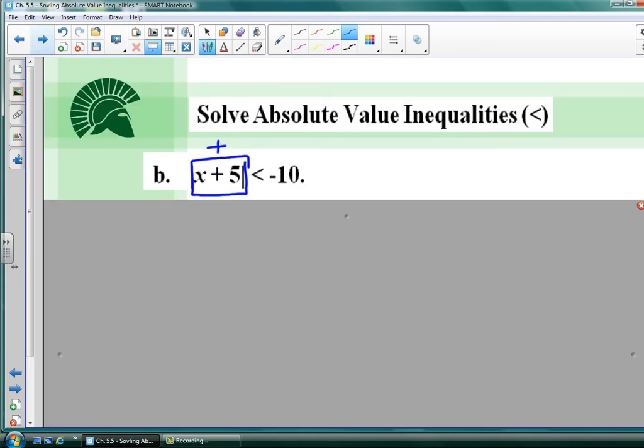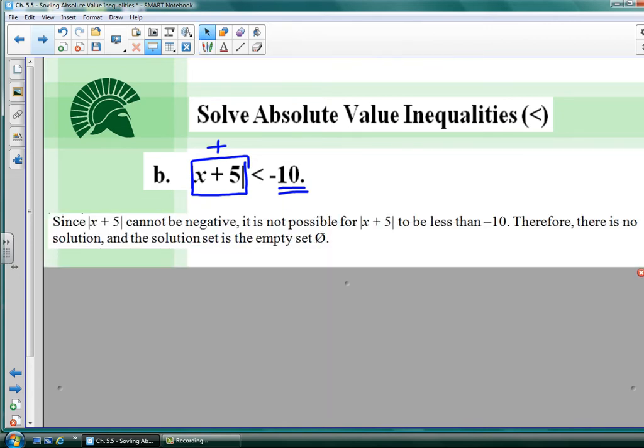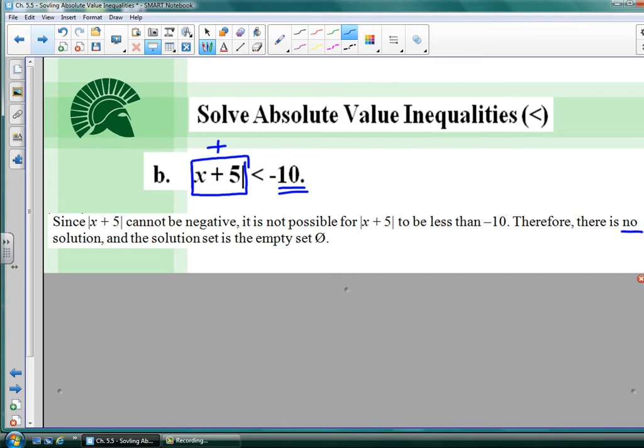Well, you should see something wrong with this. Is it possible to get a positive number that's less than a negative number? Well, the answer to that is no. And because that's not possible, you have to actually say there's no solution. There's an empty set. The set of all answers that we can find, the group of answers that we can find, doesn't exist. And so this is no solution, because it doesn't make sense that you can have a positive number less than a negative number.